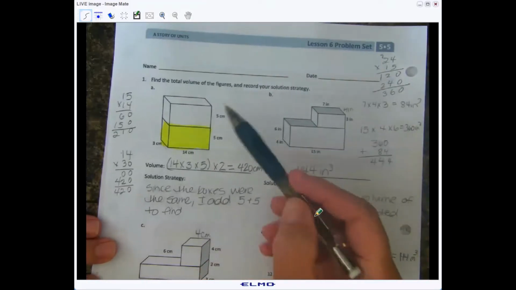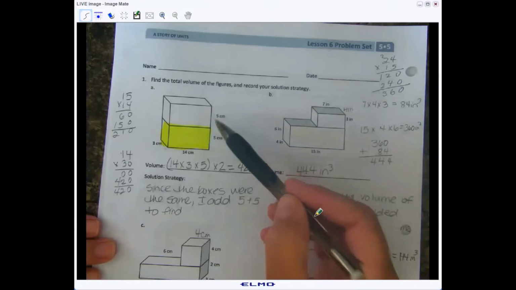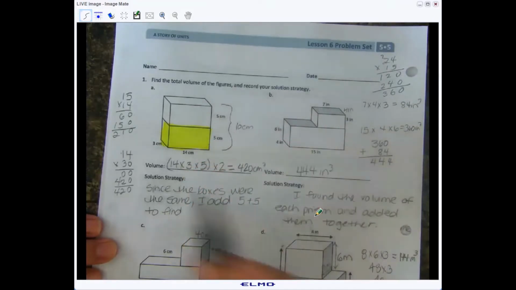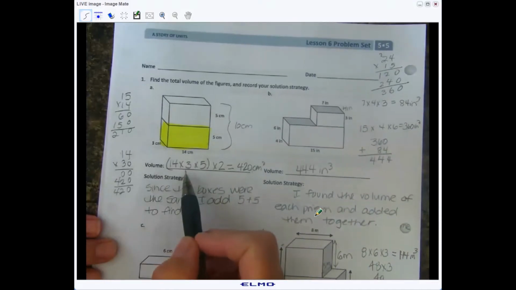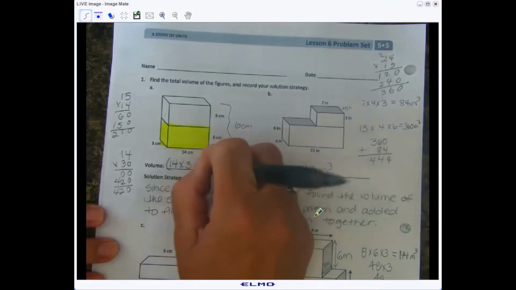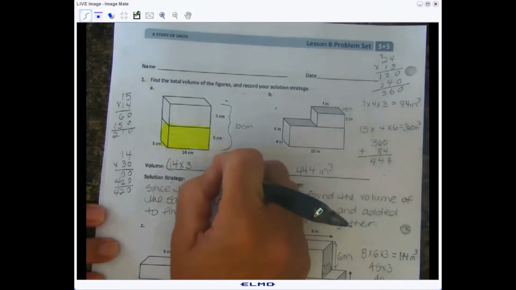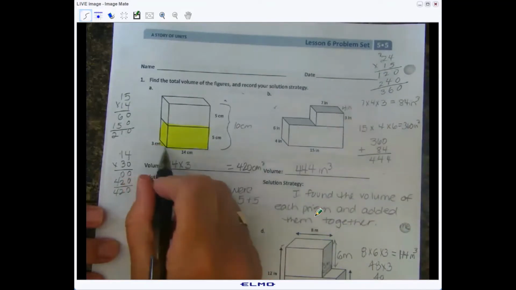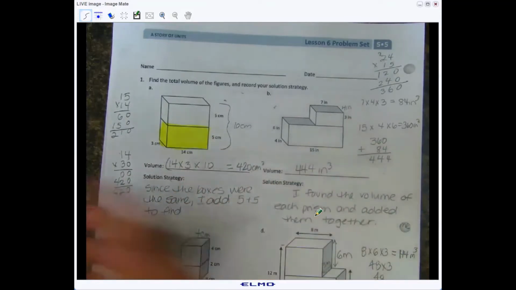What I did is I just looked at this as one large box. I added the two fives together and said, well, the height is obviously 10 centimeters. The length is 14 and the width is 3. To make this a little bit more clear, I just made it as one box. So 14 times 3 times 10 is 420 cubic centimeters.